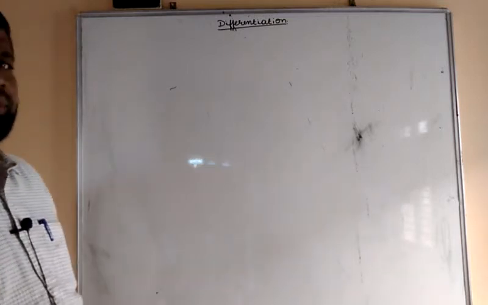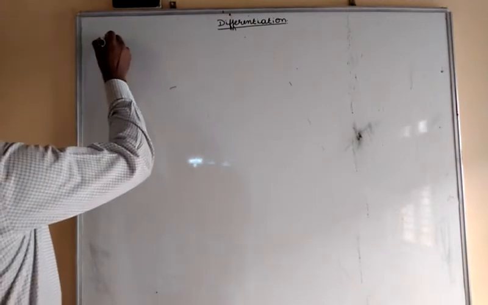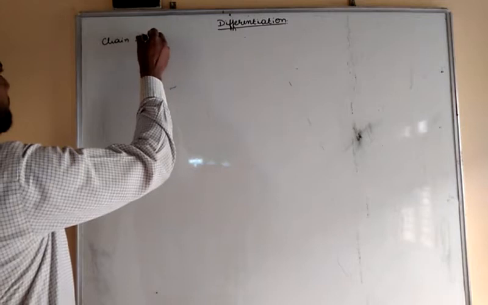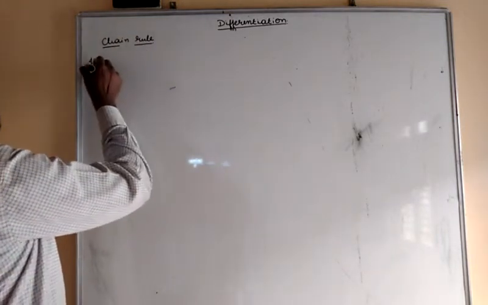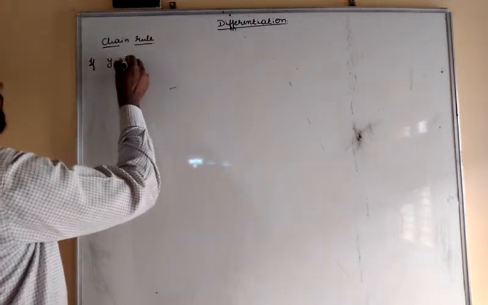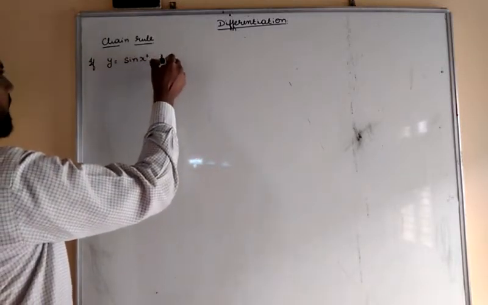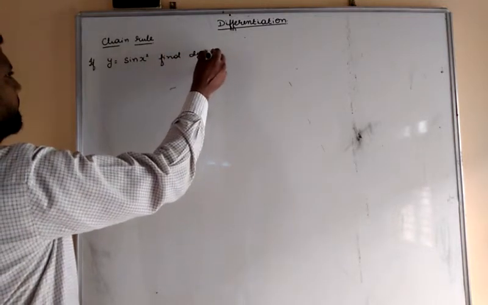In the previous class, we solved problems on the quotient rule in differentiation. Today, let us go for an important topic in differentiation: chain rule. This is a very important topic in differentiation. If y is equal to sine x square, find dy by dx.